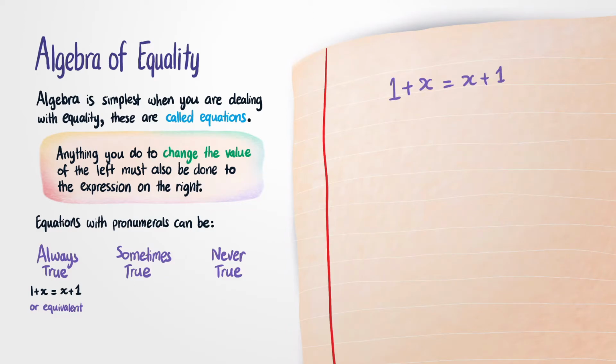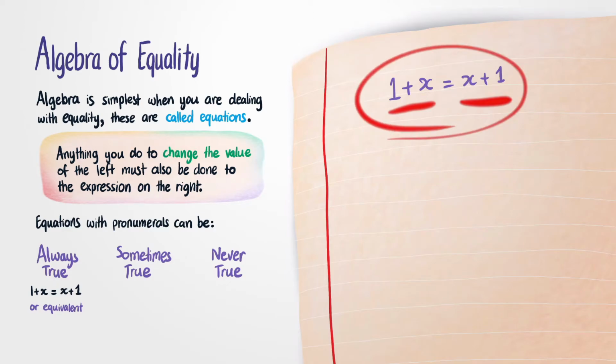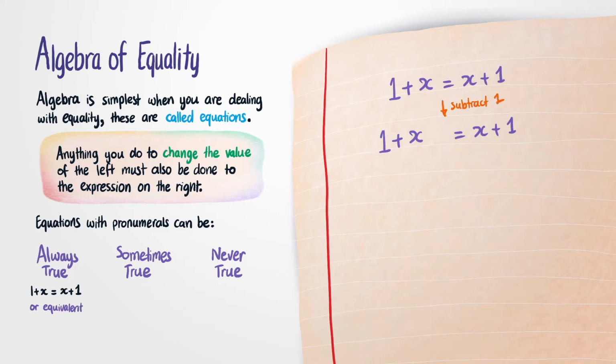So to demonstrate this, I've copied out our example. If we have 1 plus x equals x plus 1, we could always subtract 1 from both sides, and if this is true, then it would still be true if we subtracted 1. And then you can immediately see that these ones just cancel, and these ones over here cancel as well. So you're just left with x equals x.